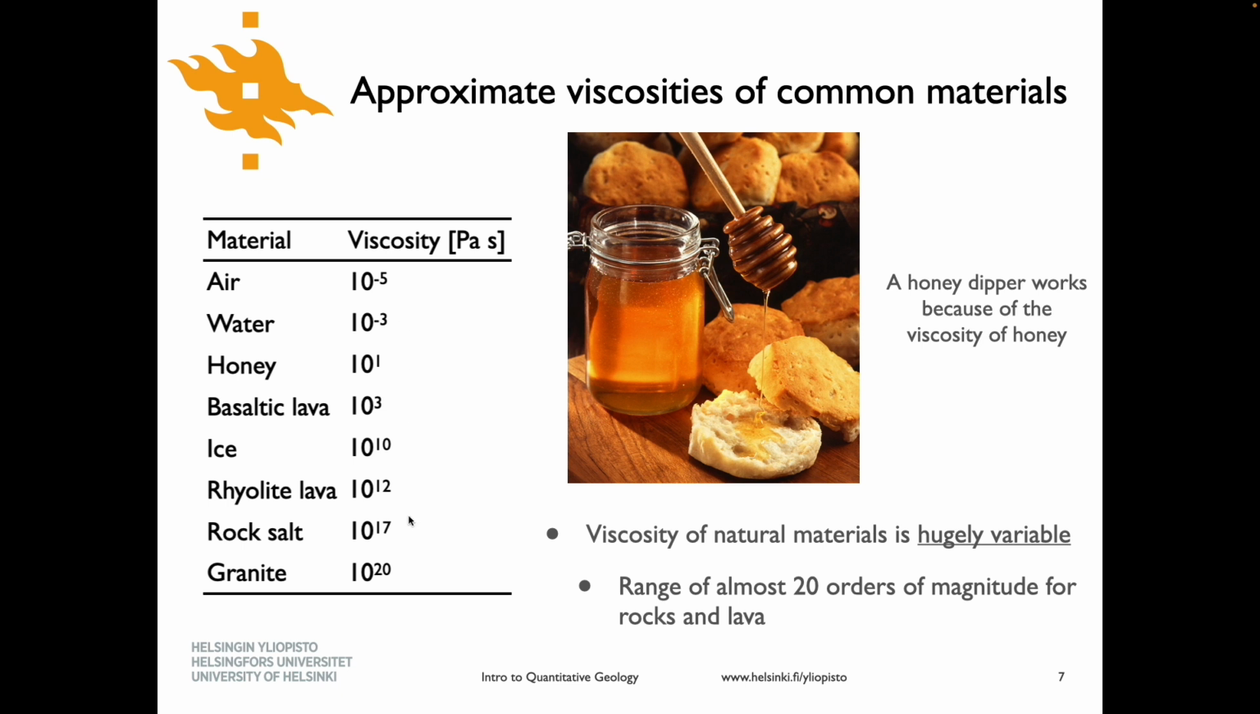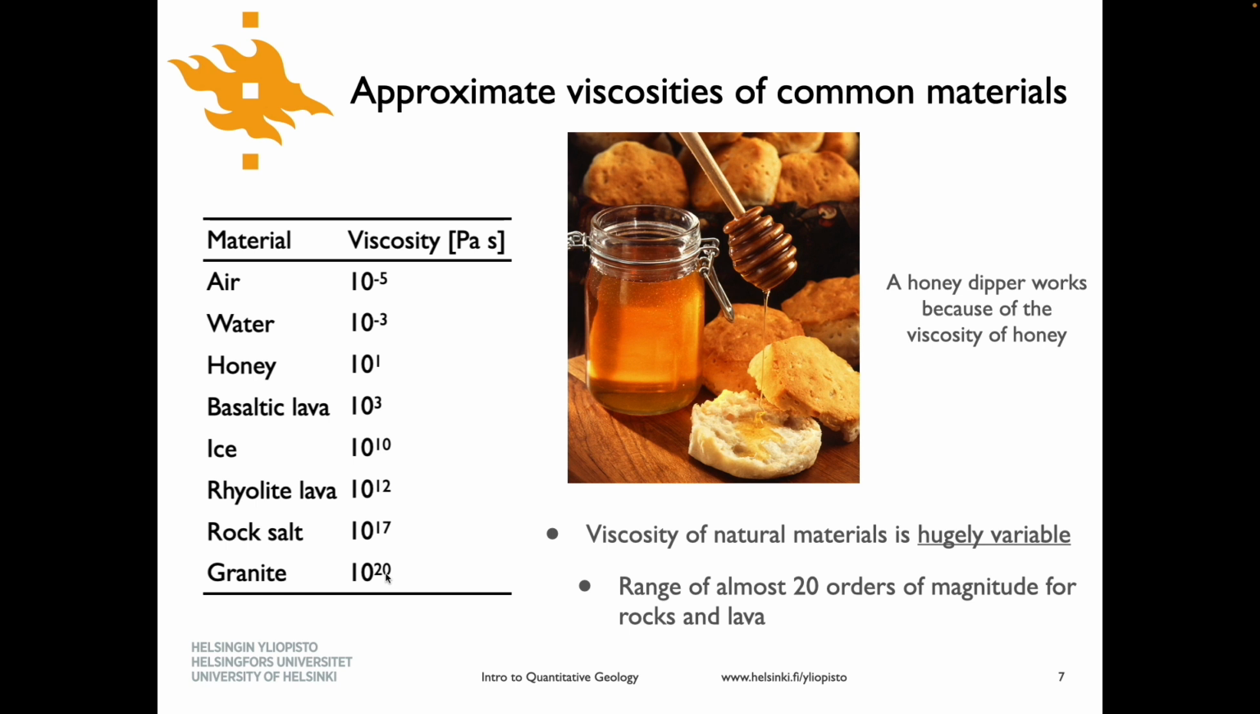So from air at 10 to the minus 5 to granite at 10 to the 20, there is a massive range of viscosities of different materials. If we look somewhere in the middle, ice has a viscosity around 10 to the 10 Pascal seconds. We can actually measure and watch glaciers deforming in real time. You might not be able to sit there and watch the ice flowing right before your eyes, but if you make measurements over a period of weeks or even months, you can see appreciable distances that the ice has deformed and flowed. Not so much the case for granite, especially at surface temperatures.